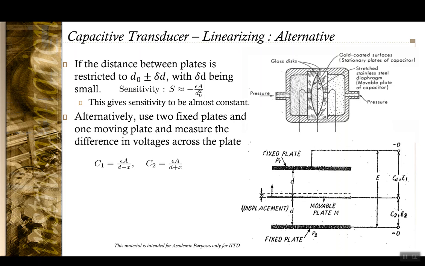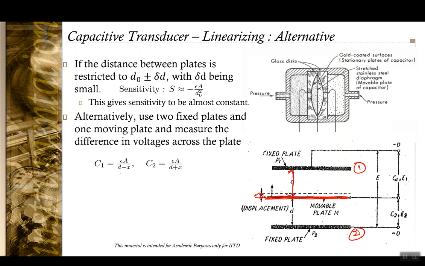So let's see what is happening here. You have a setup like this, and there is a small displacement x here. It is assumed that when it is at zero position, both the fixed plates are at equal distance from the moving plate. So when there is a small displacement x from the mean point, the distance between plate 1 and the movable plate M decreases.